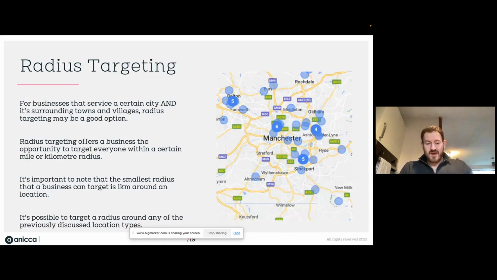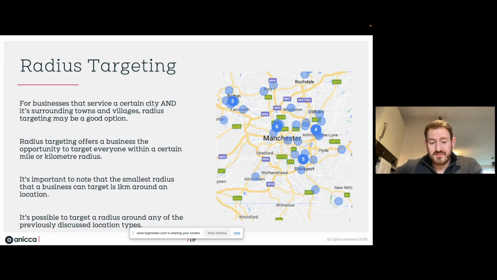So moving on from the sort of slightly more obvious location targeting options, we then have radius targeting. For any businesses that service a certain city and its surrounding towns and villages, radius targeting could definitely be a good option. Essentially, radius targeting offers a business the opportunity to target everyone within a certain mile or kilometer radius. So it is important to note that the smallest radius you can possibly target with Google Ads specifically is a 1 kilometer radius around a particular postcode or around a particular city or town or village as well.